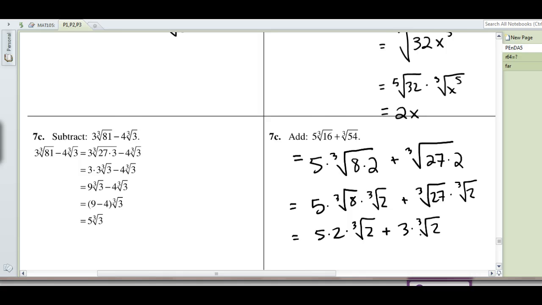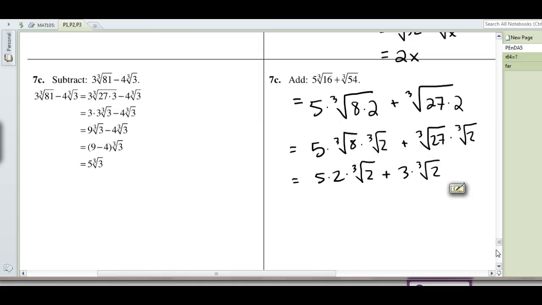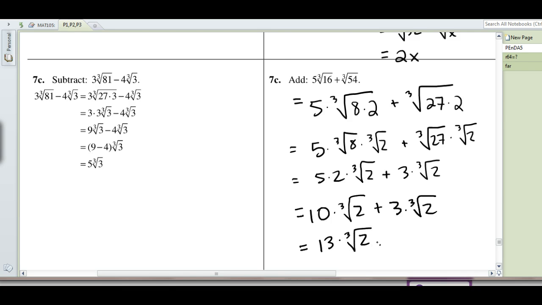So now we have terms that are like terms because we have regular numbers followed by the cube root of 2. So we have 10 times the cube root of 2 plus 3 times the cube root of 2. And we can just add those up. 10 plus 3 is 13. So we have 13 times the cube root of 2. That's our answer.